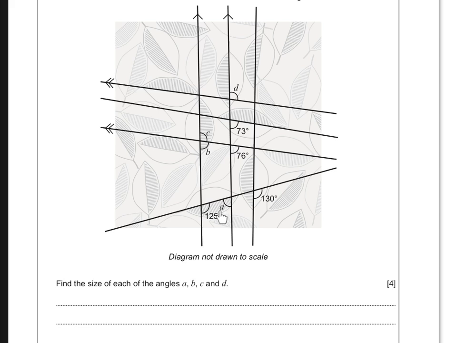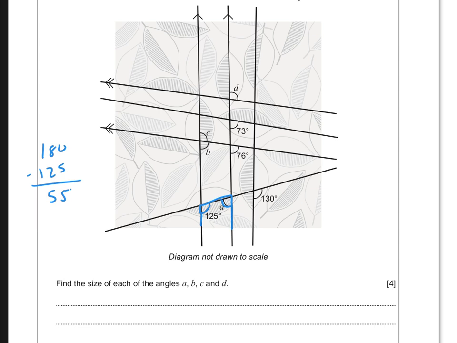So if we start with A, we can see this line is crossing these 2 parallel lines here. So we know that we have angle A and angle 125. This angle and this angle are supplementary, so they should add up to 180. So for A, I'm just working out 180 take away 125, so we should end up with 55 degrees.